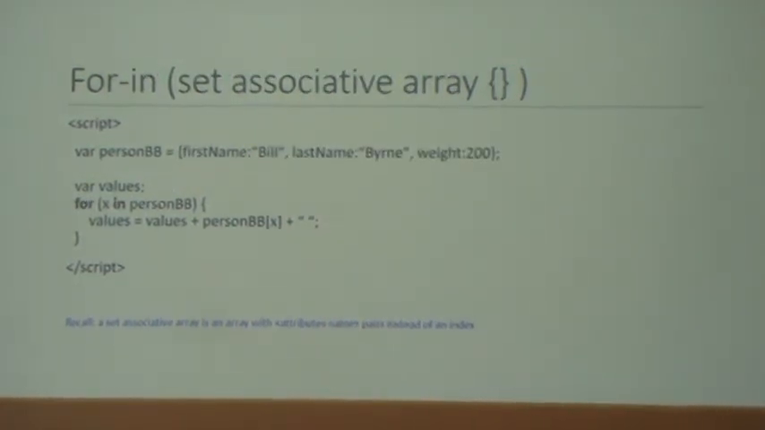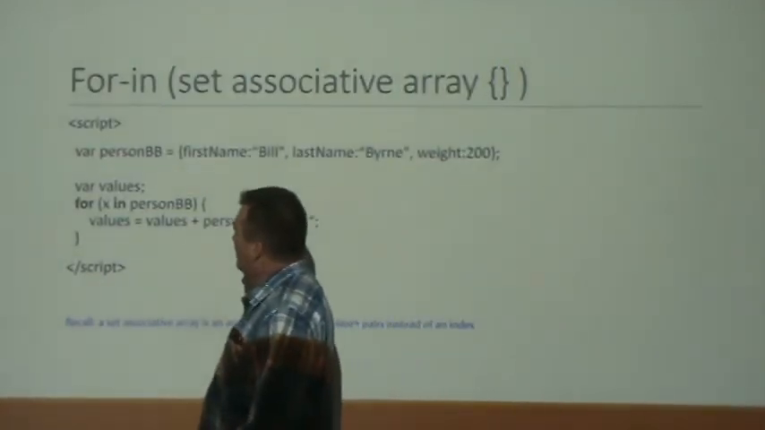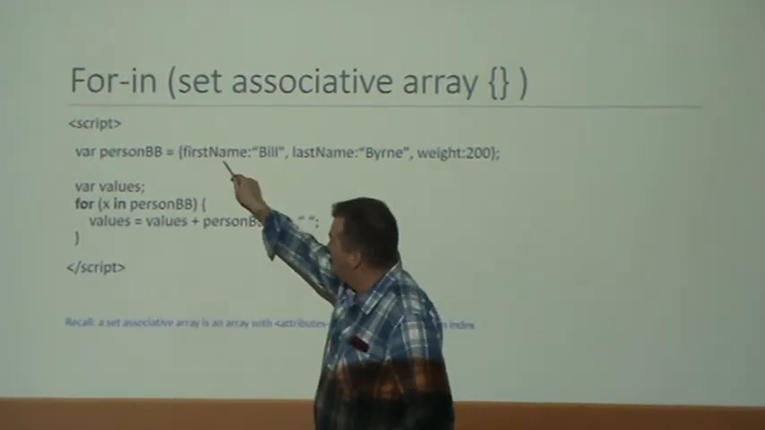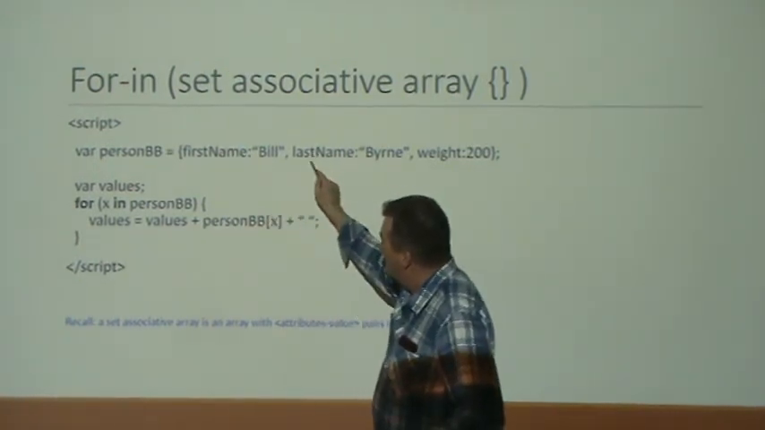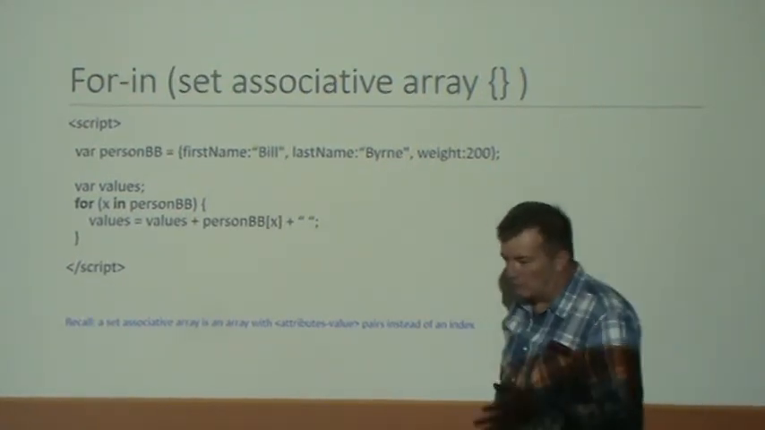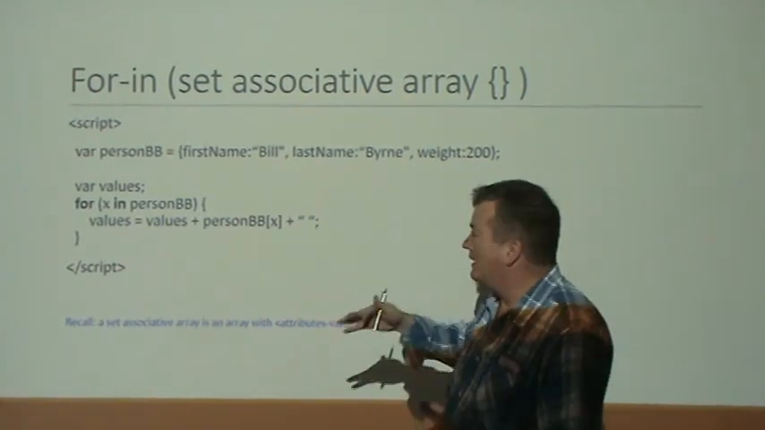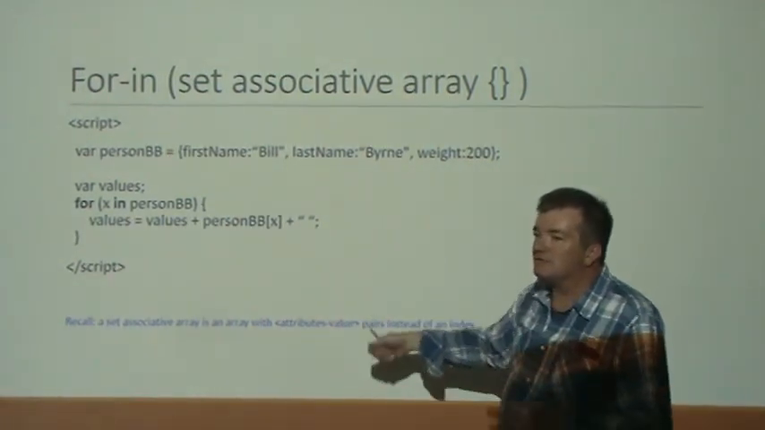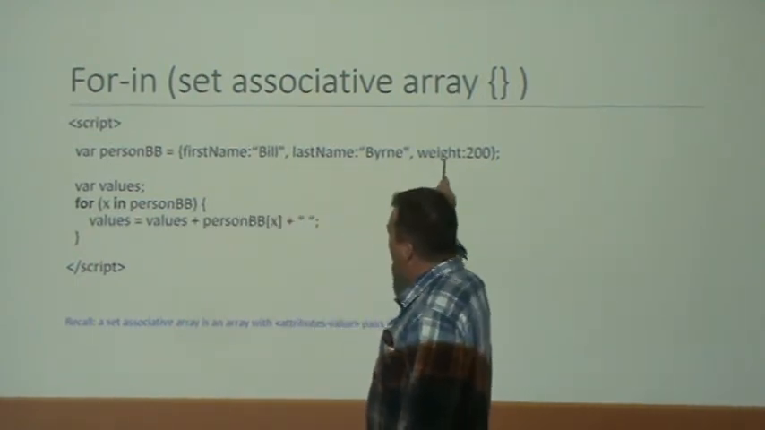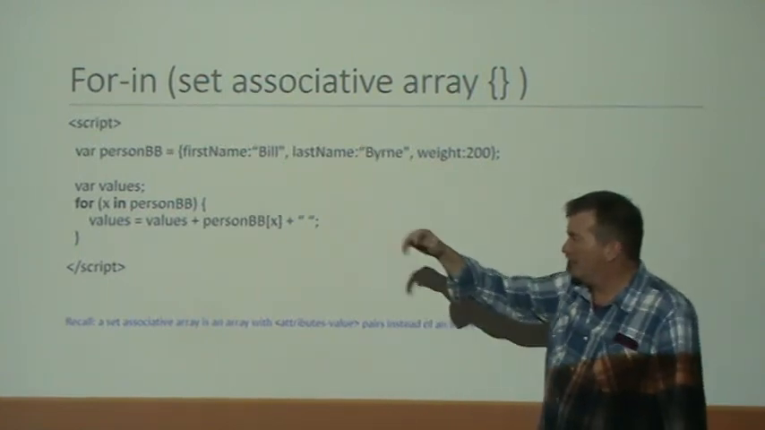We could have the for in, which is a set associative array. So we can have an array, a person, and we could say their first name is this value, their last name is this value, and their weight is this value. The reason we could do that is then we could have a series of people, and you can individually ask, what is this person's last name? And you won't have to go reading through the array, because a set associative array would know to go to the last name field and return that value.